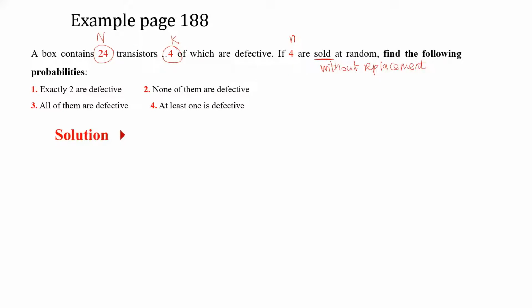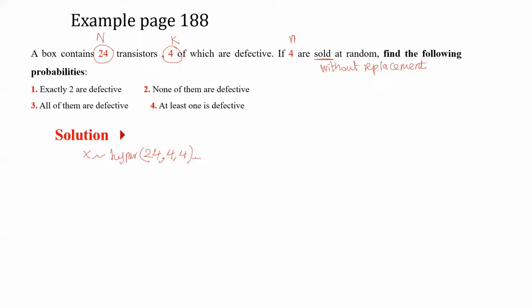So we write X distributed hypergeometric with 24 and 4 and 4. N, K, and n.